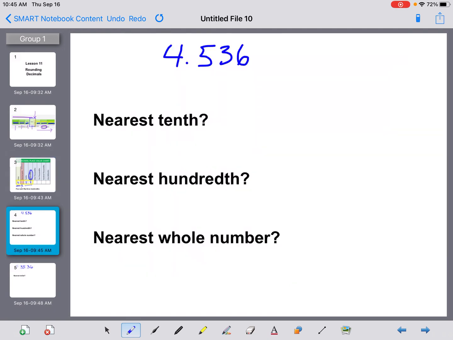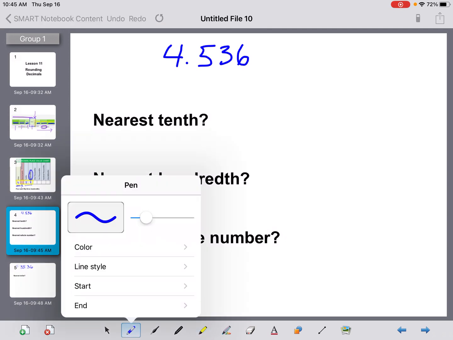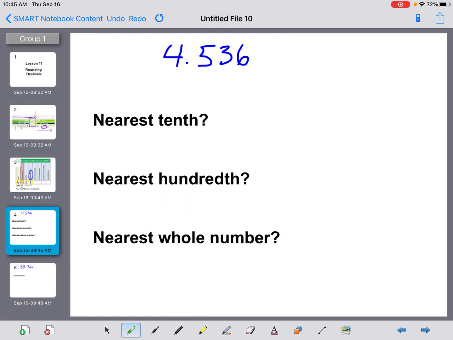All right, so let's get into rounding. We are going to follow the same rounding rules that we followed with the whole numbers, but now we just have to pay attention to the decimal place value. All right, so I have up here 4.536, and we're going to be rounding that number to various place values. Now remember that when we round to a certain place value, we always want to circle what I call the target number. So the place value that they're asking for is the target number.